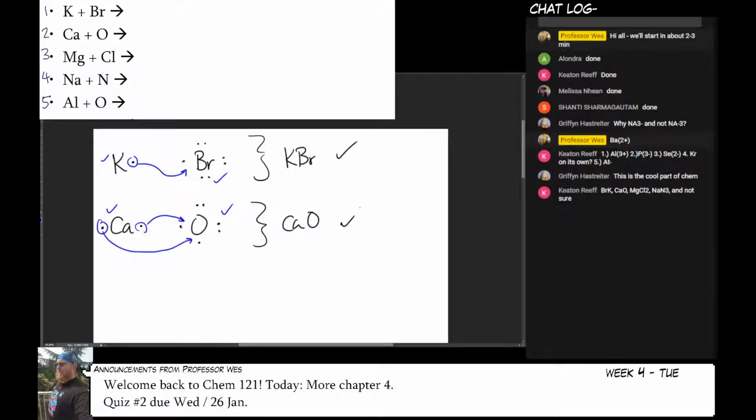Now, how do you know which element goes first? The convention is that we put the positive thing first. So just as an FYI, we're going to put the metal before the non-metal.